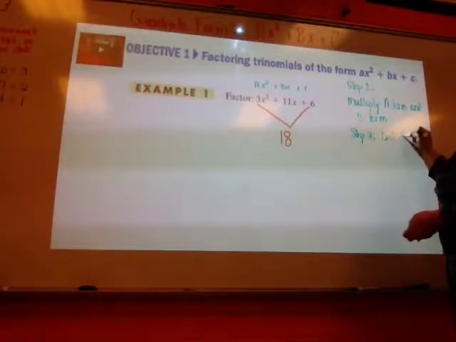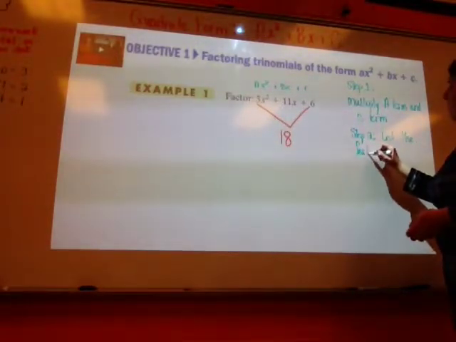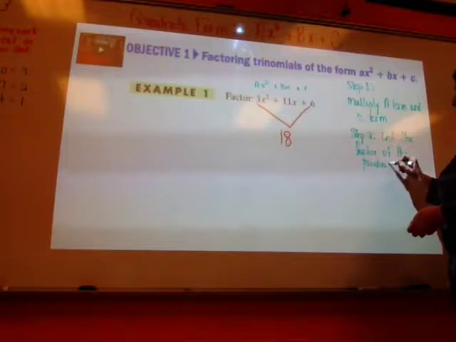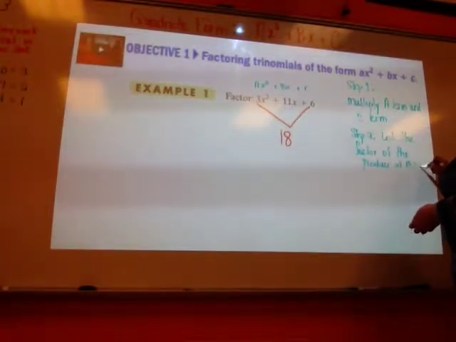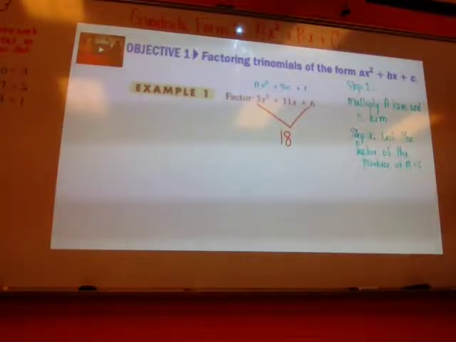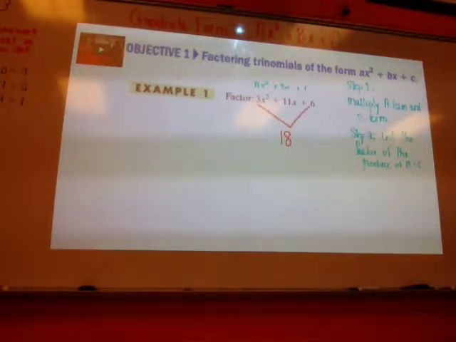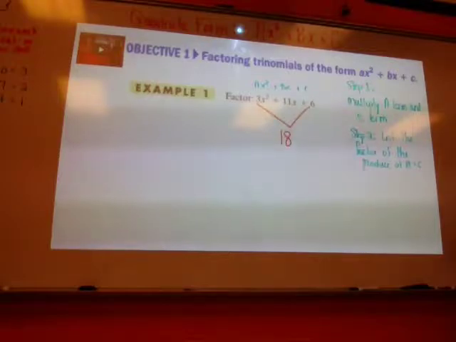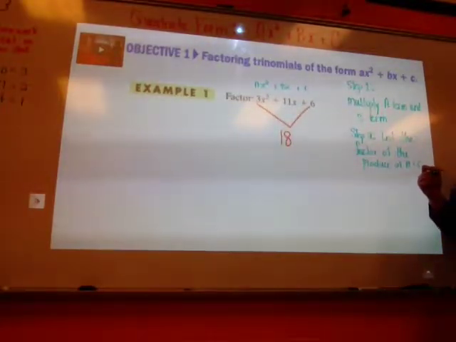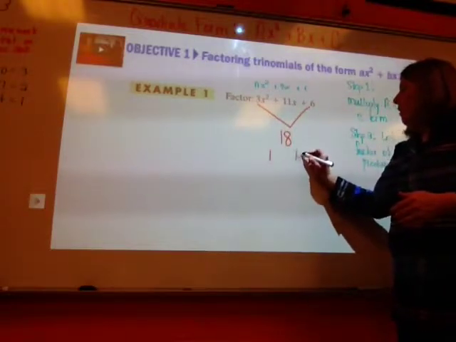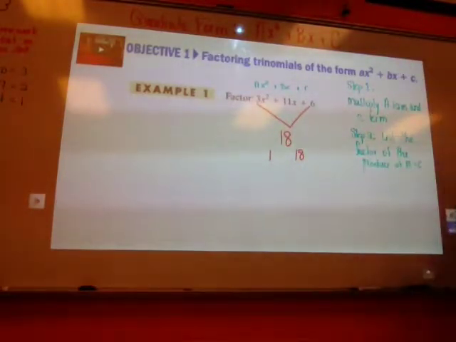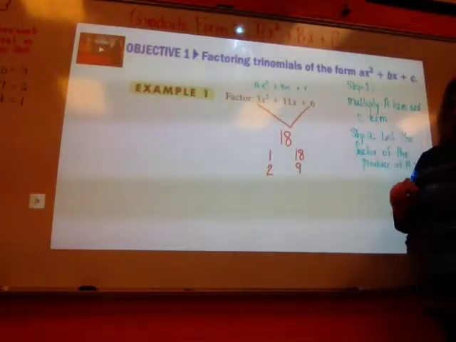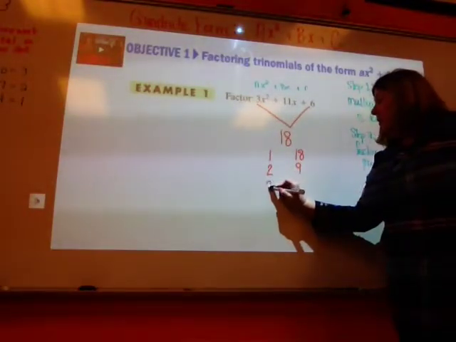List the factors of the product of A and C. So in this case, my product of A and C is 18. Okay? I need to list the factors of 18. We good? So let's list our factors. You ready? 1 and 18. Everybody agree? 2 and 9. Do we all agree with that? 3 and 6.